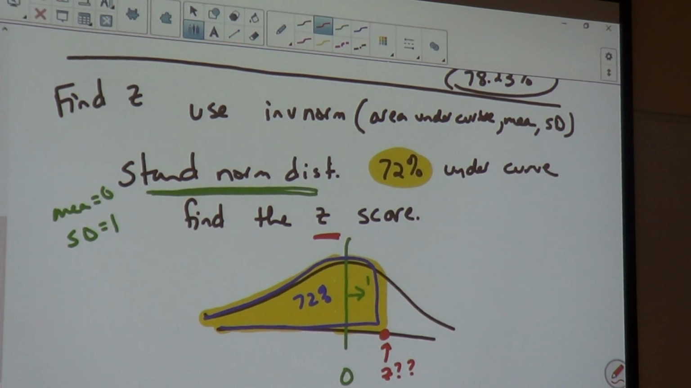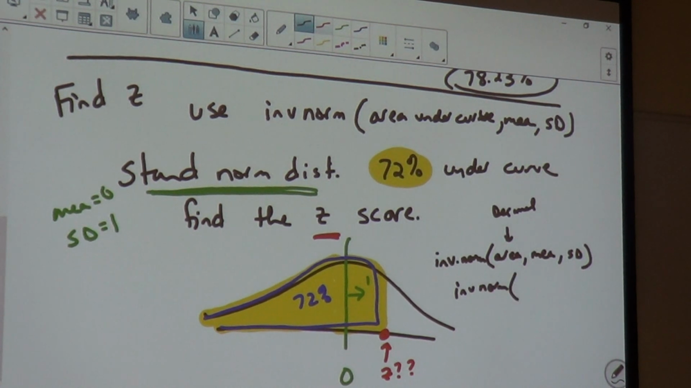So that's why we're doing the inverse. Inverse, like if you get on an inversion machine, they turn you upside down. They're trying to do the opposite, the inverse. So we're going to do inverse norm of the area, comma, the mean, comma, the standard deviation. So when you do the area, we don't want the percent, we want the decimal. So when I do inverse norm, what would my area be?